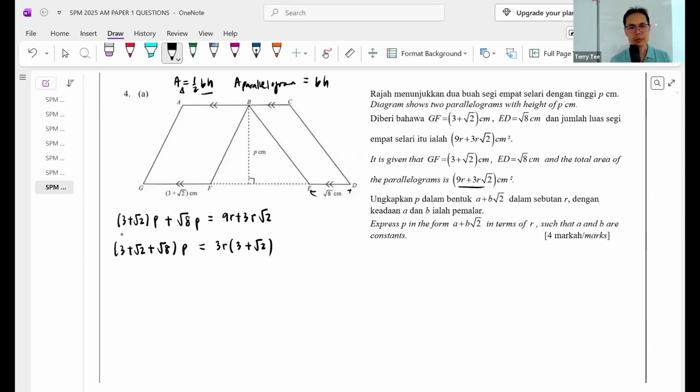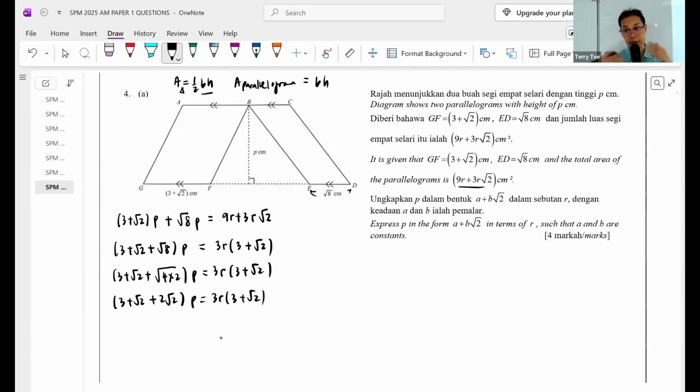If you want to add this together, remember √8 you can simplify further. Simplify to what? Okay, I do very slowly. 4 times 2. Why? You've got to think in terms of multiplication of a perfect square number with another number. Perfect square numbers like 1, 4, 9, 16, and so on. So I use 4. This one I keep first, don't do anything. So we keep writing 3 plus √2. √4 is 2, 2√2. The result is 3r of 3 plus √2. Yeah, very long, had to keep writing.